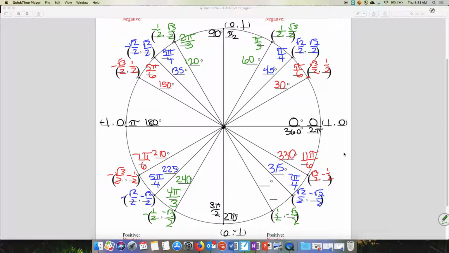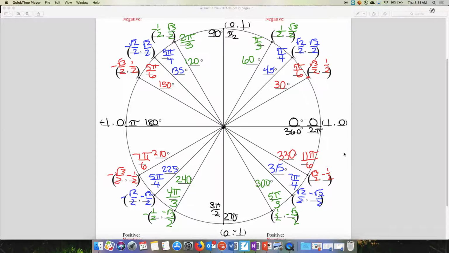Now, if we're talking about 60 degrees away from 360, that's a nice one, right? 300. I drew a 0. See, there it is. It just was a little slow. And then pi over 3 away from 2 pi. 5 pi over 3.